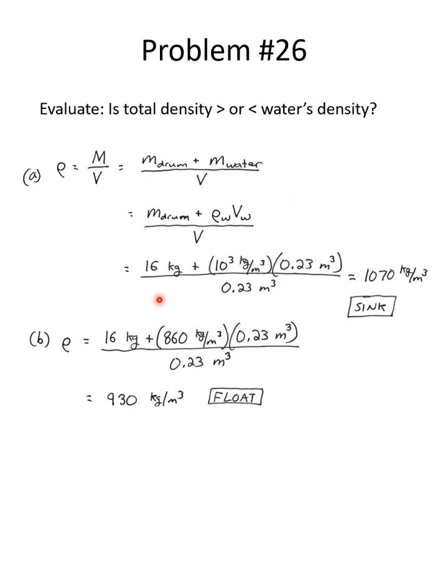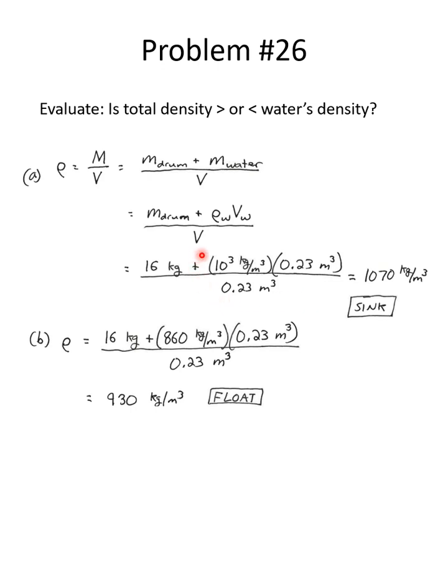So let's plug in the values. We have the mass of the drum, which is 16 kilograms. We have the density of water, 1,000, times the volume, 0.23 cubic meters, divided by 0.23, and we get 1070 kilograms per meter cubed. It's greater than 1,000, so it will sink.